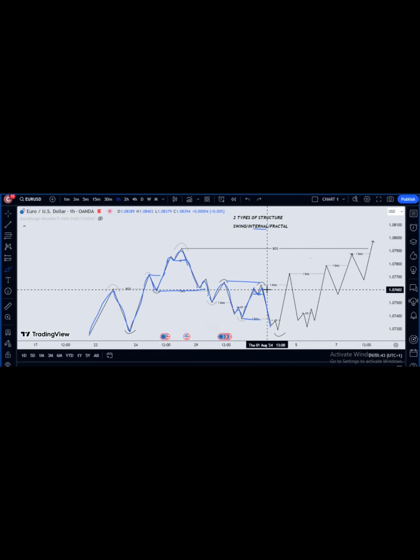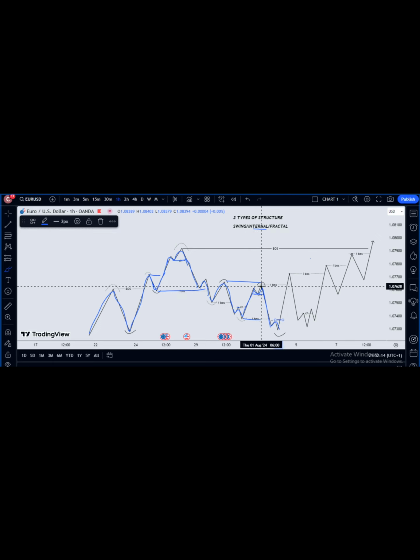So at this point, you see price came here, made an internal, and made a change of character. Now remember, this change of character does not signify that price is going to go up, right? Remember, change of character only signifies an internal pullback, the start of an internal pullback.